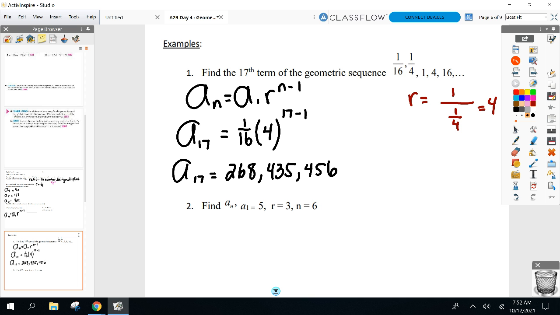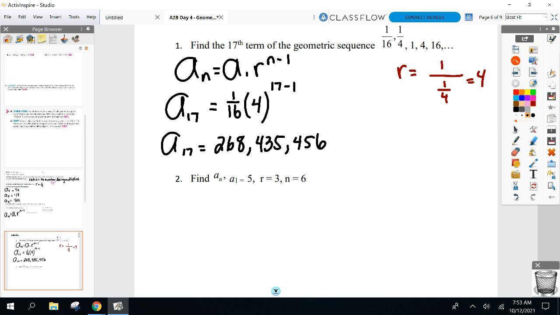Any other questions here? Finding a term using the formula. All right, let's go to number 2. Now just find the a sub n. So find the nth term. Stop! Stop! Right now.